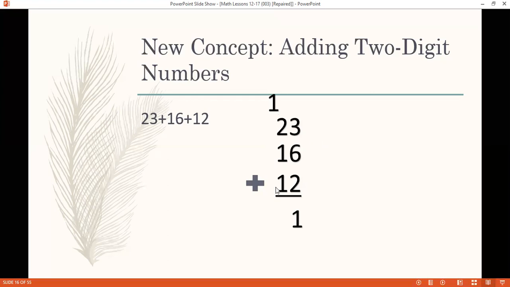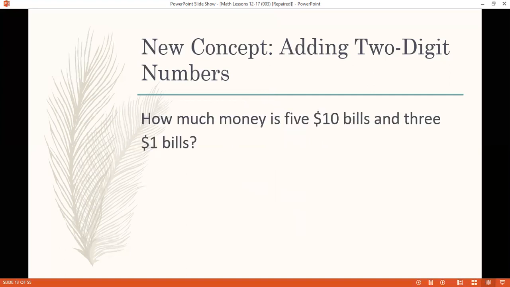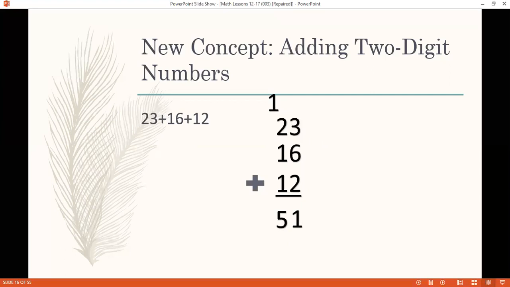And then looking at our tens place, what four numbers are in our tens place? They are 1, 2, 1, and 1. These are in our tens place. So what is 1 plus 2 plus 1 plus 1? Yes, 5. So the sum of this problem, 23 plus 16 plus 12, equals 51. 51 is going to be our sum. And moving on.